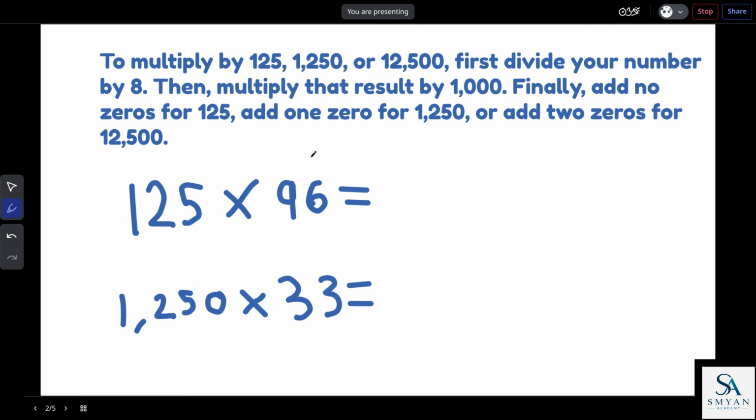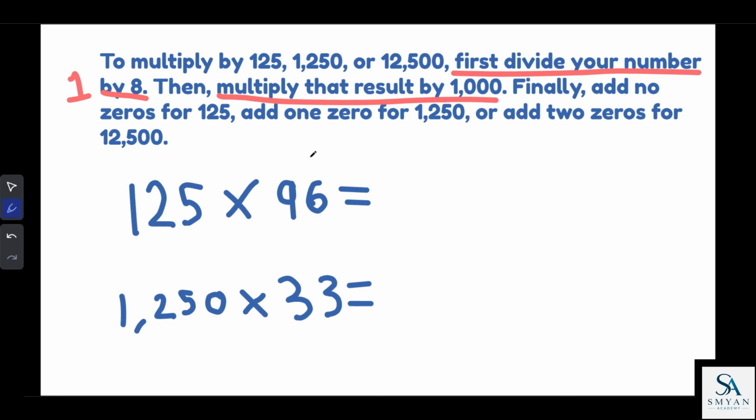Okay, so I'm first going to read the paragraph and, like in my usual videos, I'm going to say step 1, step 2, step 3. So let's move on. To multiply by 125, 1250 or 12,500, first, divide your number by 8. That's step 1. Then multiply that result by 1,000. I'm going to write an arrow over there. Step 2.